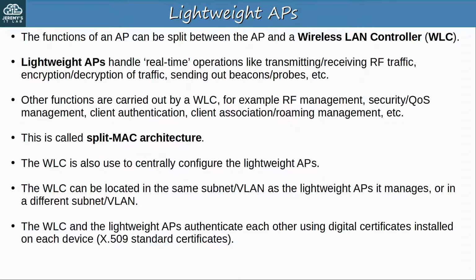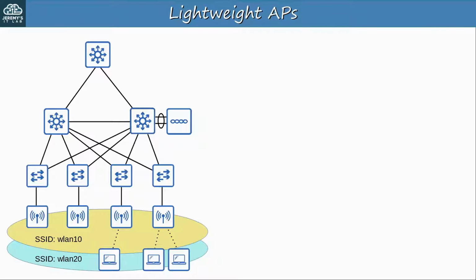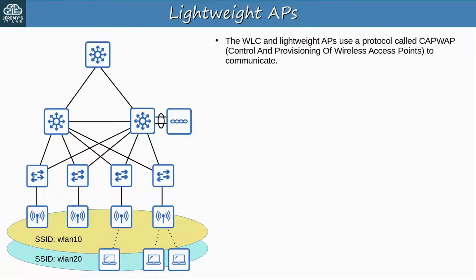Note that the WLC and lightweight APs authenticate each other using digital certificates installed on each device. These certificates follow the X509 standard, which is the same that websites use to prove their authenticity over the internet. This ensures that only authorized APs can join the network, so an attacker can't make their AP join the network. Here's an example network, with a wireless LAN controller added this time. The WLC and lightweight APs use a protocol called CAPWAP, Control and Provisioning of Wireless Access Points, to communicate. CAPWAP is based on an older protocol called LWAPP, Lightweight Access Point Protocol.